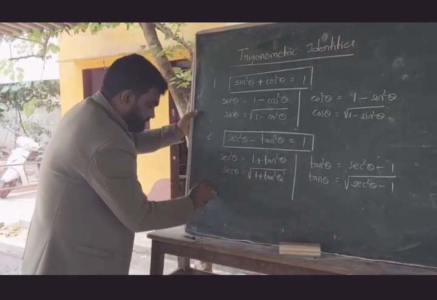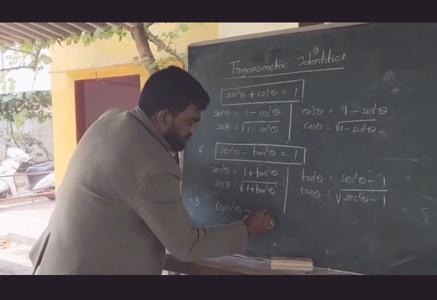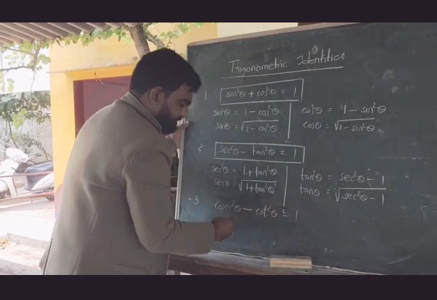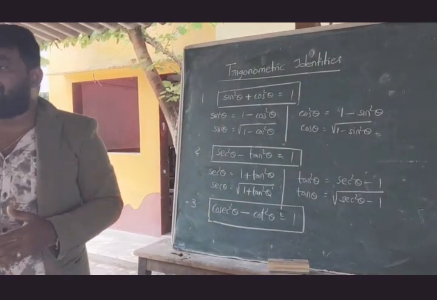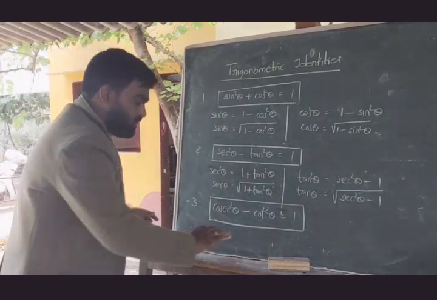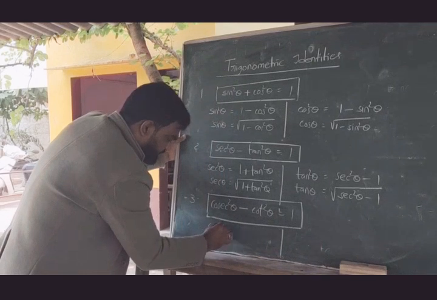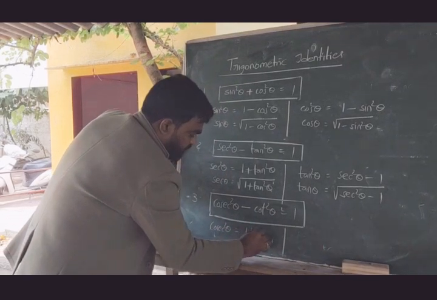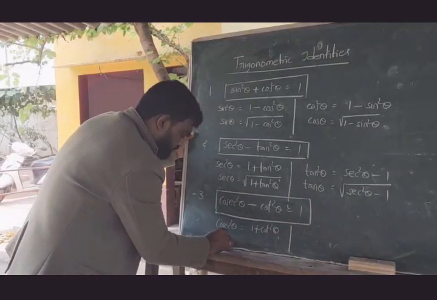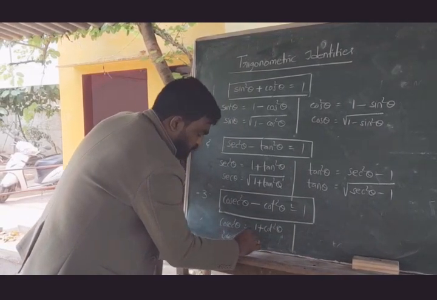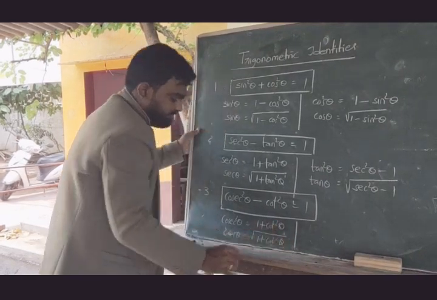Third one, cosecant square theta minus cot square theta is equal to 1. This is the third identity. So here, cosecant square theta is equal to 1 plus cot square theta. So cosecant theta is equal to root over 1 plus cot square theta.